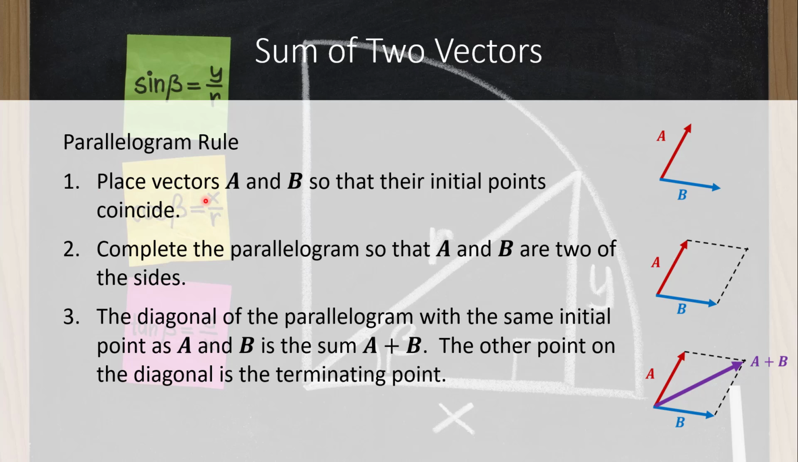If you want to add a and b together, you place their initial points so they coincide, just like this. And notice that we actually have 1/2 of a parallelogram. So we can complete the parallelogram using b for this side and a for that side. And then the resultant, or the sum of a and b, is going to be the vector defined by the diagonal, which starts at the same initial point as a and b, and then terminates on the other side of the diagonal. So this right here is a plus b. And notice that since this length right here is b, if we know this angle, then we can compute this magnitude using the law of cosines.